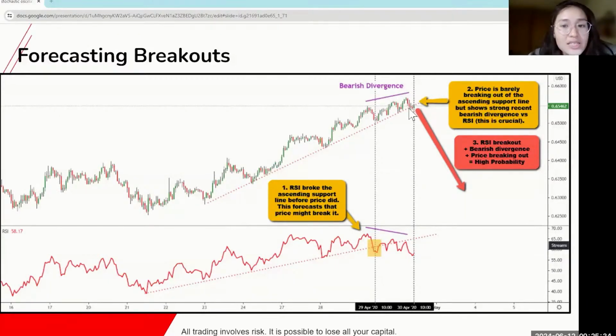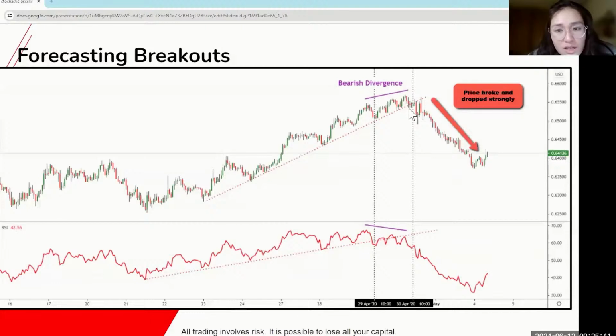So it suggests that there is a high probability that price is going to break out of this ascending trend line. You can see after that price broke and dropped strongly. Okay, so just as we expected, right after this bearish divergence, price broke out of it and dropped strongly from this trend line.